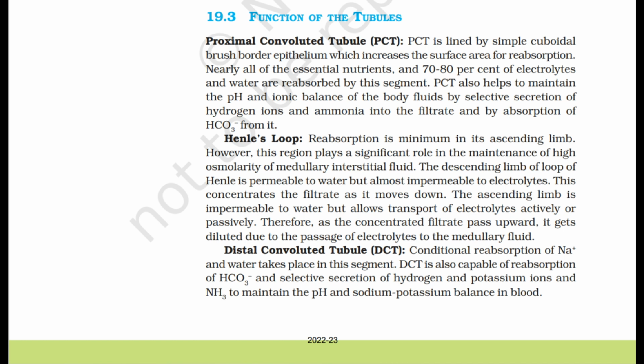Henle's loop. Reabsorption is minimum in its ascending limb. However, this region plays a significant role in the maintenance of high osmolarity of medullary interstitial fluid. The descending limb of loop of Henle is permeable to water but almost impermeable to electrolytes. This concentrates the filtrate as it moves down. The ascending limb is impermeable to water but allows transport of electrolytes actively or passively. Therefore, as the concentrated filtrate passes upward, it gets diluted due to the passage of electrolytes to the medullary fluid.